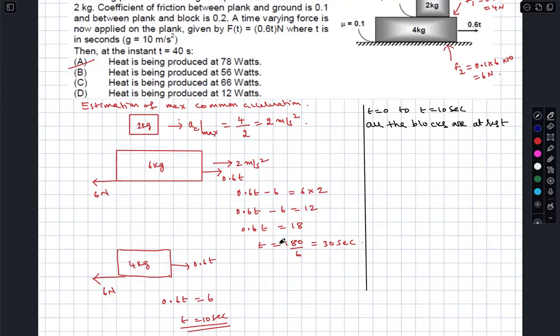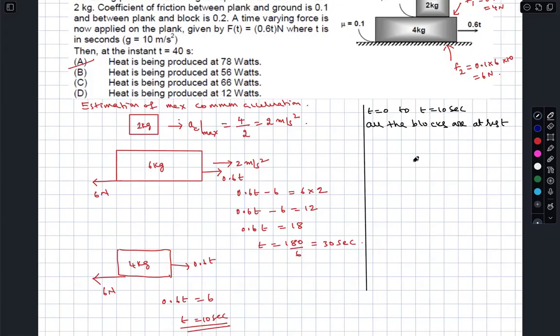Because you know very clearly beneath the 4 kg block, the maximum opposition is 6 newtons. Unless or until 0.6t equals 6 newtons, meaning t equals 10 seconds, the 4 kg block will not move at all. If the 4 kg block is not moving, the 2 kg block anyway will not move. So this is my first observation. Say yes or no for this. Yes, sir. Right. Thank you.